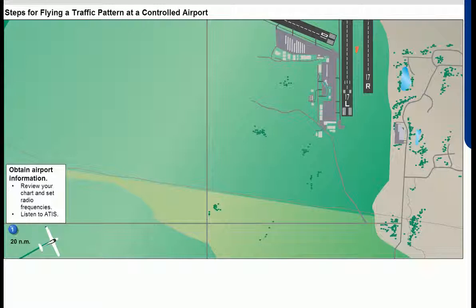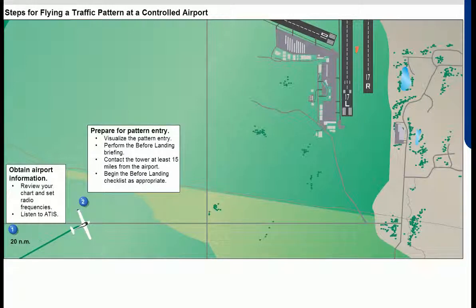After you have obtained airport information, prepare for pattern entry. Visualize the pattern entry and perform the before landing briefing. Contact the tower at least 15 miles from the airport. Then begin the before landing checklist as appropriate.